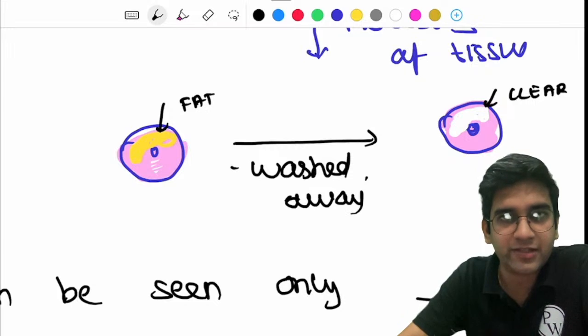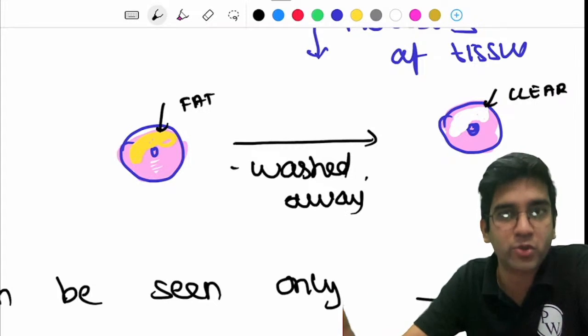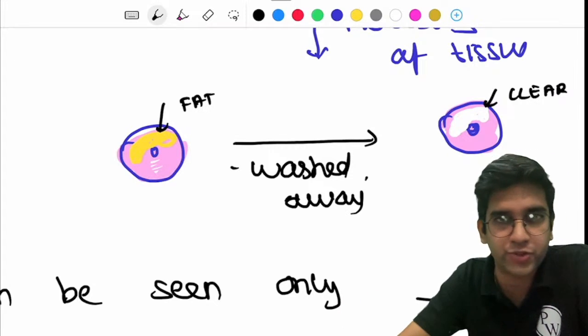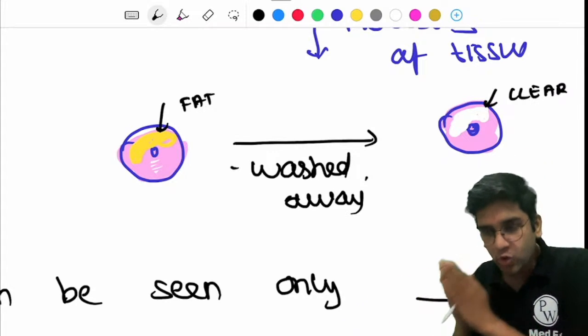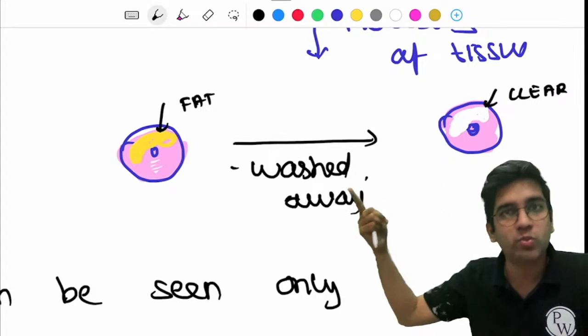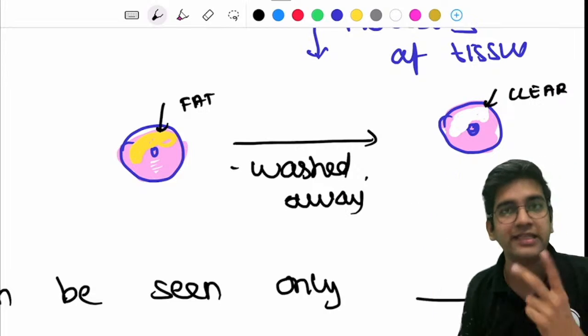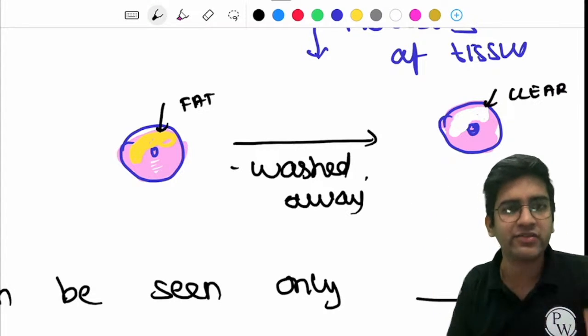I want to see fat. So to see fat in a microscope, should I process the tissue or should I not process the tissue? I should not process the tissue, right? Only when I don't process the tissue, fat will not be washed away and I can see fat as fat, right? This gives me 2 questions. These are perfect viva questions.